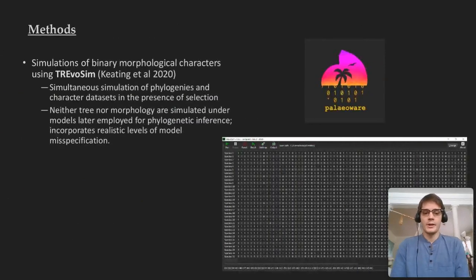And so to do so, we turned to simulations. We simulated binary morphological characters using TrevoSim, which is part of the PaleoWare assembly of packages of software. And with it, we simultaneously simulated phylogenies and character data sets in the presence of natural selection.